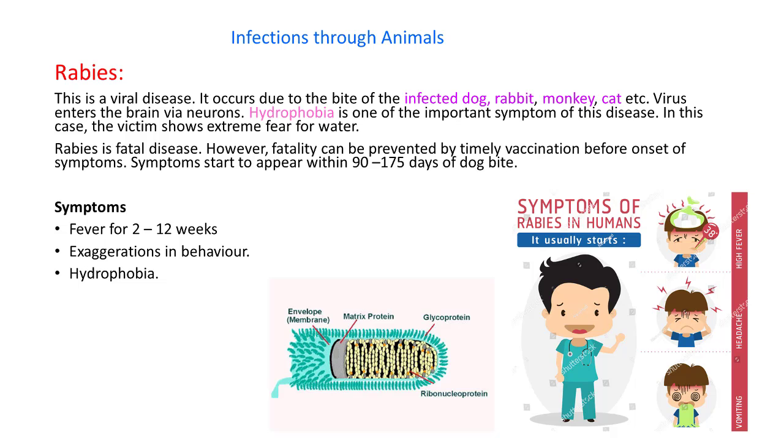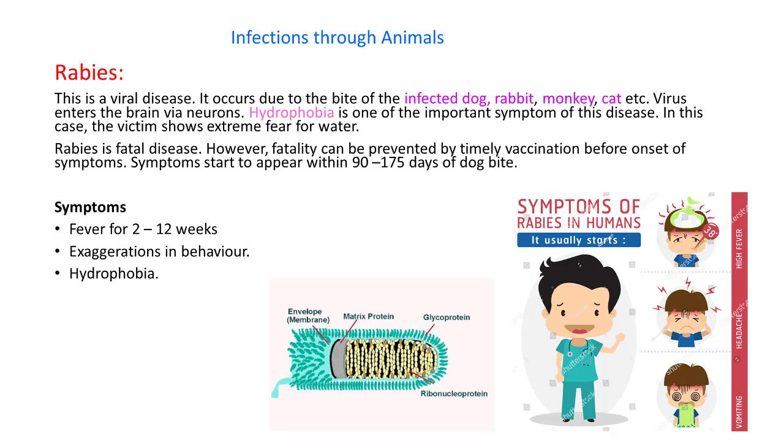Infections through animals. One example of infections through animals is rabies. It is a viral disease. It occurs due to the bite of an infected dog, cat, rabbit, monkey, etc. The virus enters the brain via neurons. Symptoms are hydrophobia, which means extreme fear of water, fever for 2 to 12 weeks, then exaggerations in behavior.